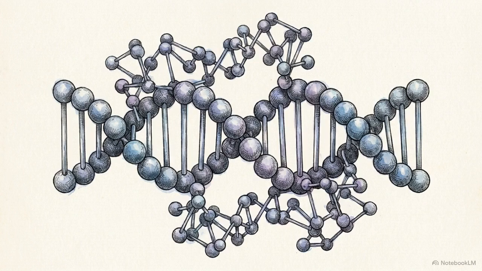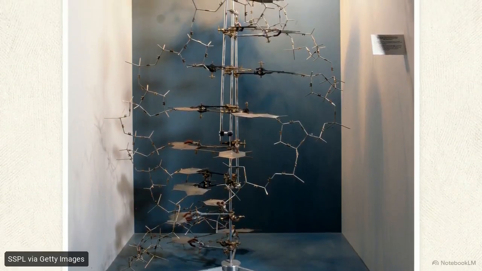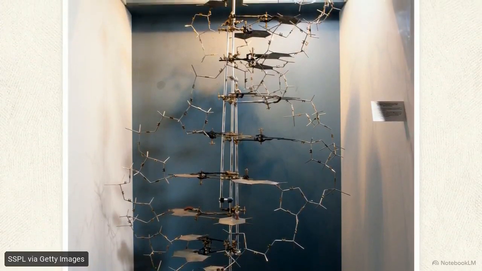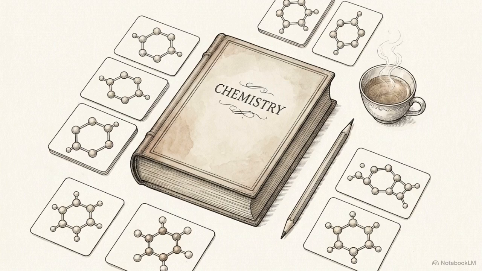If the bonds holding your DNA together were too strong, your cells could never pull them apart to read your genetic code. If they were too weak, the double helix would simply fall apart at body temperature. To understand how life balances on this exact chemical knife edge, we are going to build the forces of molecular biology from the ground up, giving you the tools to master competitive exam chemistry along the way.